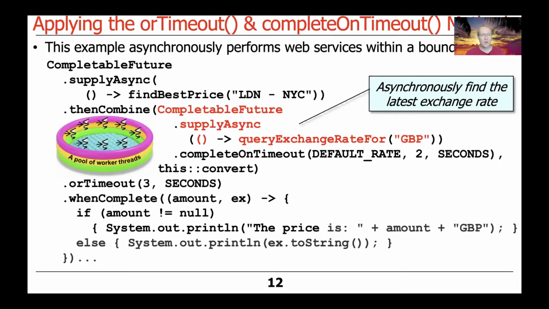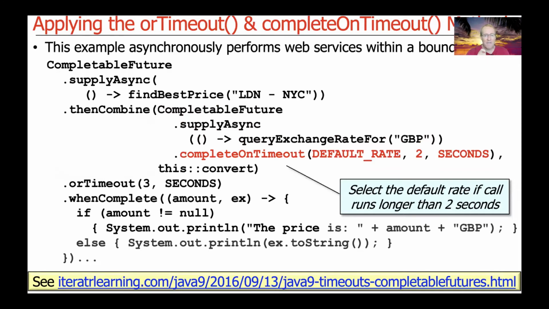Now, in parallel to that, we're going to start another asynchronous computation. And this one is going to asynchronously find the latest exchange rate between pounds and dollars. So again, we call completable future supplyAsync, passing in this Lambda expression. It's going to go and check to see what the current exchange rate is. Now, if that computation to try to find out the current exchange rate takes longer than, in this case, 2 seconds, we're just going to use the default rate. Let's say the default rate is 1.5 or whatever the default was. Maybe you would compute the default based on yesterday's average or whenever you got the last reading of that result. So that's going to be a completeOnTimeout method.